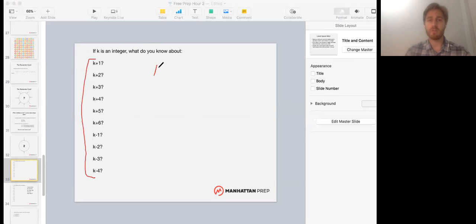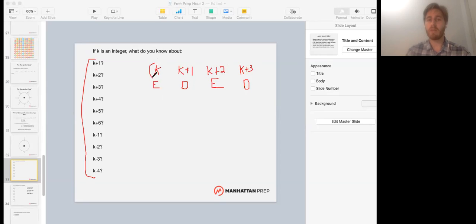So if k is an integer, well, you know that k plus 1, at the very least, if k is even, k plus 1 is odd, right? You know that. And k plus 2 is going to be back to even, and k plus 3 is going to be odd. That's the remainder cycle of 2. But what about the remainder cycle of 3? Well, we have a similar pattern going on. It's just a cycle of 3 instead of a cycle of 2.